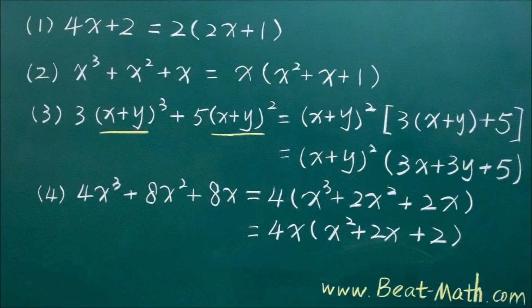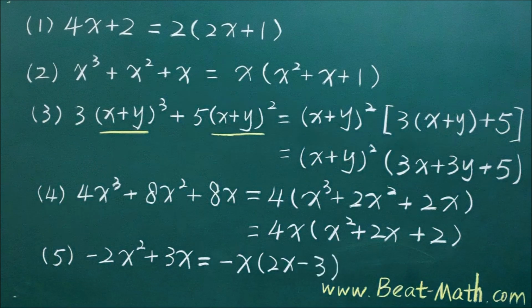There is one more thing I want to show you about factoring polynomials. That is, if the highest degree term is a negative term, like this example, negative 2x squared plus 3x. Then besides factoring out the greatest common factor of the number part and the variable part, we will need to factor out the negative sign as well. So the greatest common factor will be negative x. Then we get negative x times the quantity of 2x minus 3. That is the simplified result.